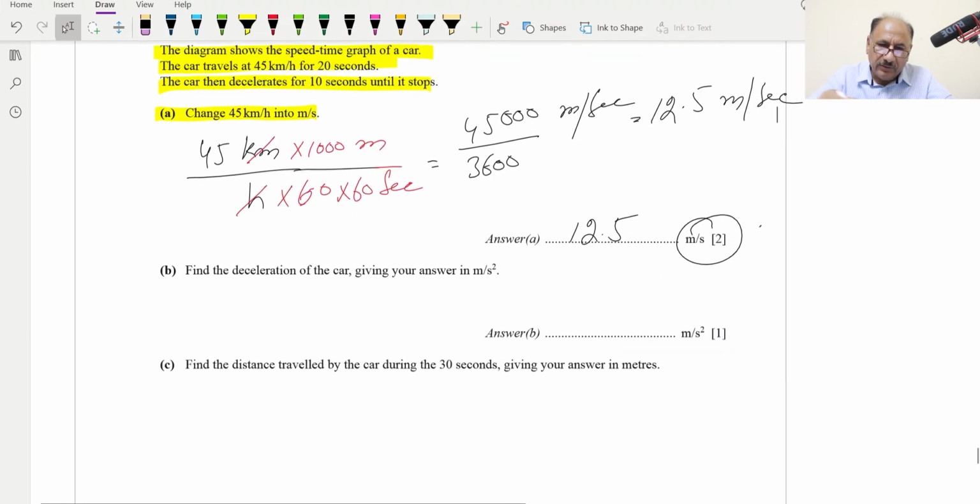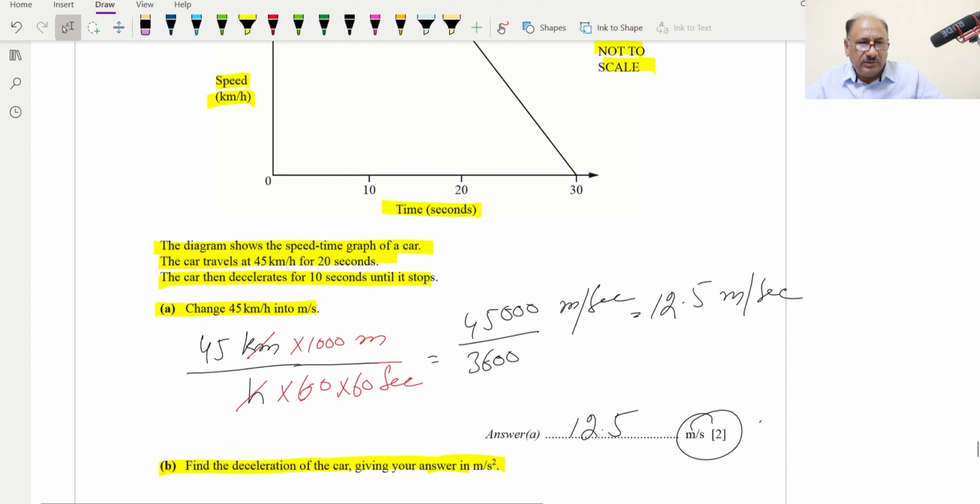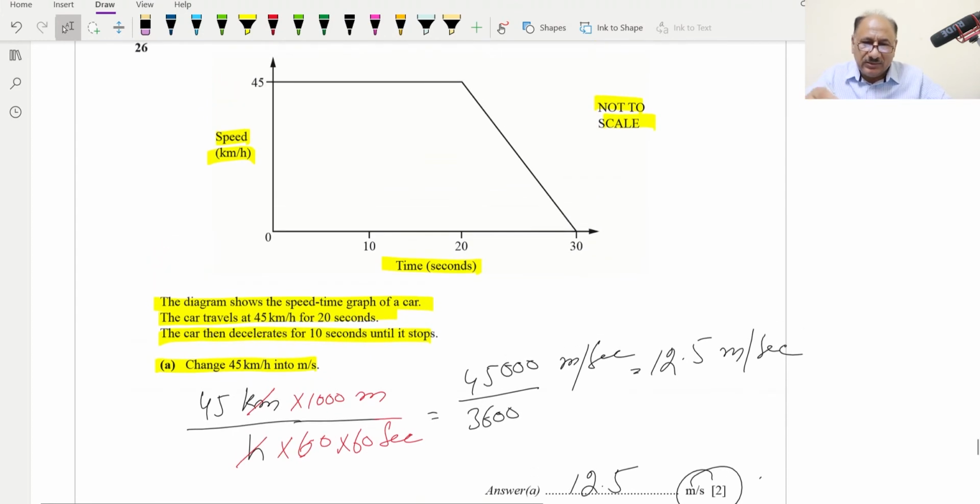For B part, we can find the deceleration of the car, giving your answer in meter per second squared. For deceleration, we can consider this portion. This is the deceleration portion. We can highlight the triangle which we are considering. We are considering this triangle. We will take rise over run for the gradient, and gradient, or slope, will be giving us the deceleration value, and we can check for this one.